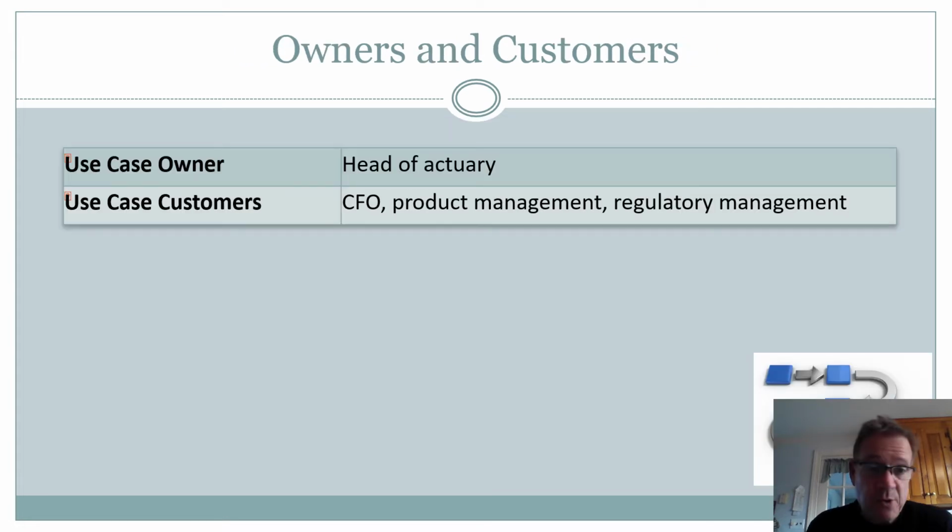Now, who are the owners and customers? The owner with this would be the head of actuary for an insurance company. Could also be the head of finance, and the customers include the CFO, any of the product management staff, certainly any of the senior leadership within the health insurance company, and also anyone with any kind of regulatory management responsibilities. If you're dealing with a health insurance company, for example, the rates often have to be approved by some type of a state agency, such as a rate setting commission and the like. And so you may be asked to defend a rate increase based upon that actuarial information.